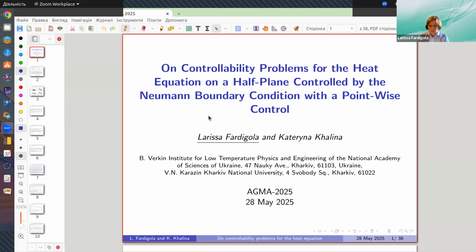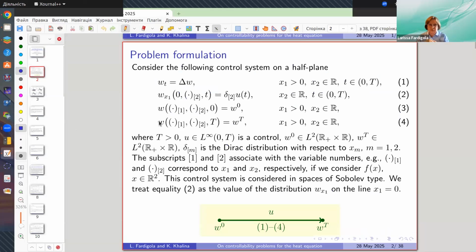This work is joint with my colleague Katerina Halina, and we consider the following control system on a half plane: x1 greater than 0 and x2 in R, with t on the segment (0, T). We consider the standard heat equation.